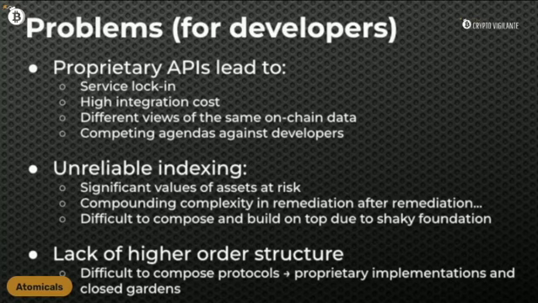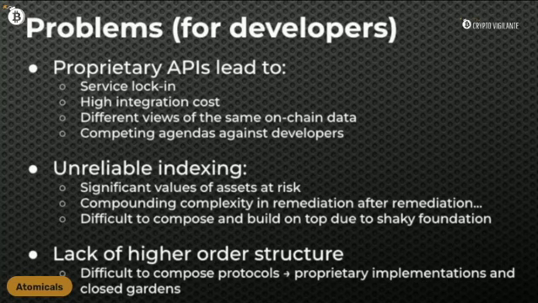So the main problems are there's proprietary APIs, which lead into vendor lock-in, over-reliance on proprietary APIs. It costs a lot for developers, and there's different views of on-chain data. This causes significant problems for developers who want to innovate because they're trying to decide what APIs to use, and they're all different in their own little ways.